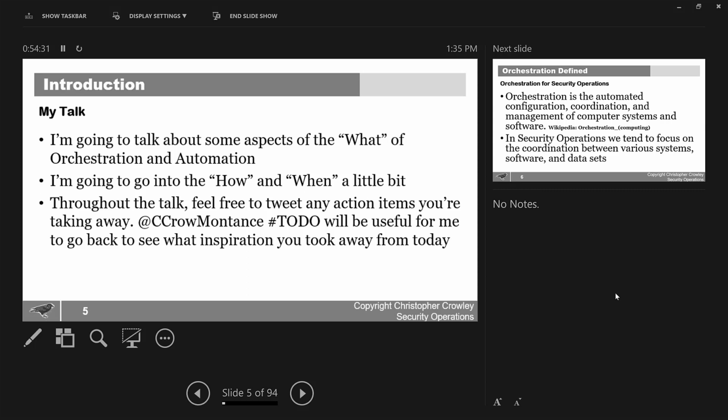So I am not going to talk specifically about how to use a SOAR tool in this talk. What I'm going to talk about here is your rationale for the selection of what things you should prioritize to orchestrate and automate. Because to me, that is just good operations.